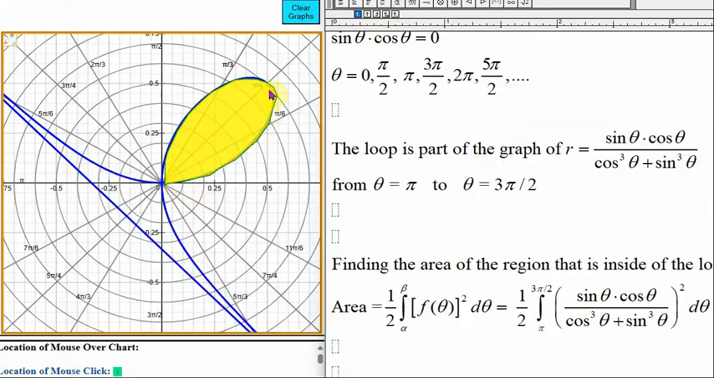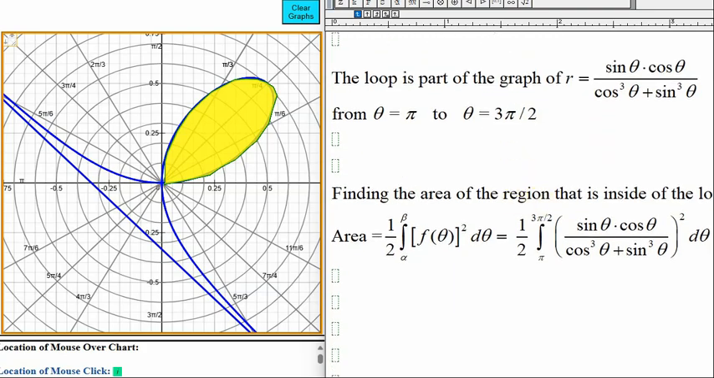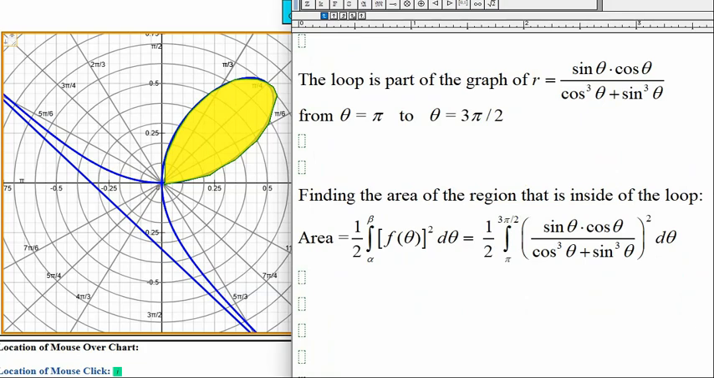So this loop is part of the graph from theta equals pi to theta equals 3 pi over 2. The formula for the area of a polar region is one-half the integral of f of theta squared d theta. So we get the one-half, and theta will run from pi to 3 pi over 2. Then f of theta is the function here, and we square it.